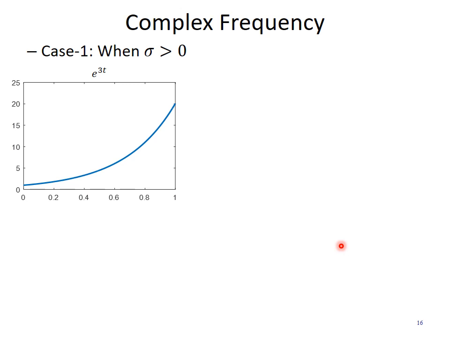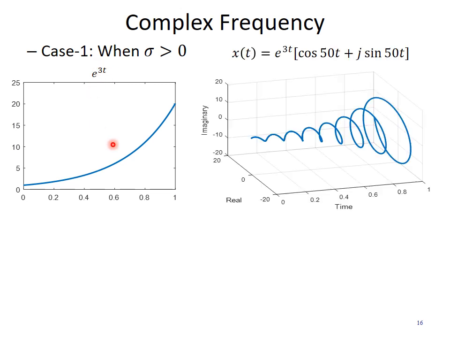Now let us discuss case 1 in detail, where sigma is greater than 0. So in this case, we have considered sigma equal to 3, and A is equal to 1 in all the cases, as we discussed, right? So when sigma is equal to 3, it is an increasing exponential signal, and this is the magnitude of the complex sinusoid. It means the magnitude of the complex sinusoid would increase exponentially with time at a rate defined by the value of sigma, which is 3.